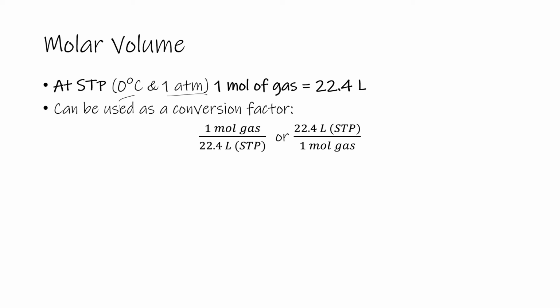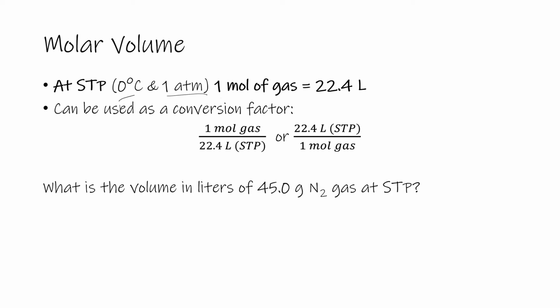And so we can write that as 1 mole of gas over 22.4 liters, and I just put the STP in parentheses there just to remind you that it has to be at that standard temperature and pressure. Or you can flip it and say 22.4 liters over 1 mole of gas. So let's look at a problem where we can use molar volume to help us solve this. What is the volume in liters of 45.0 grams of nitrogen gas at STP?